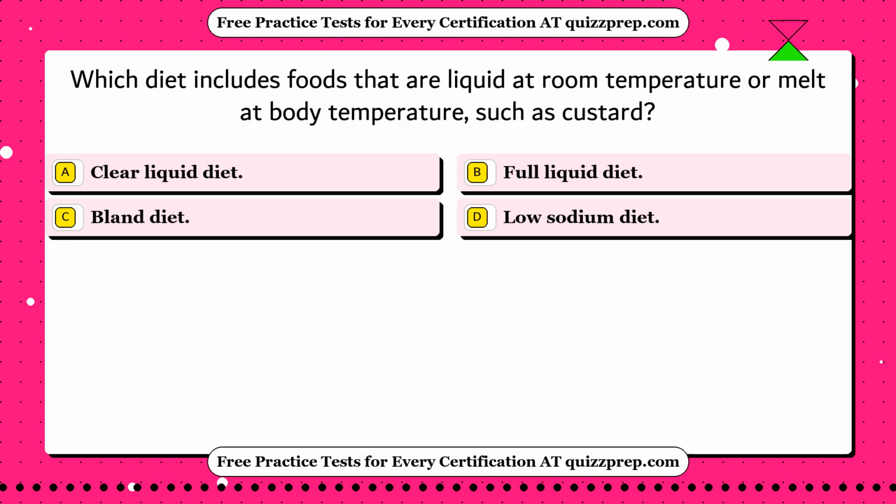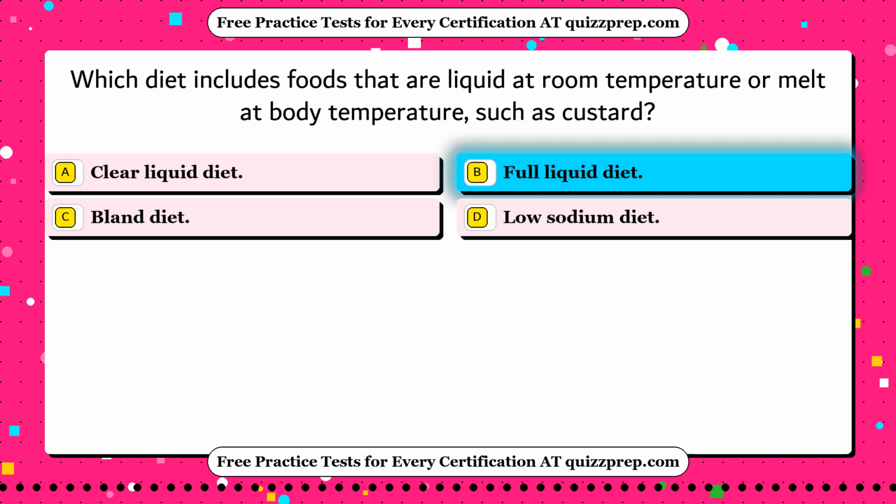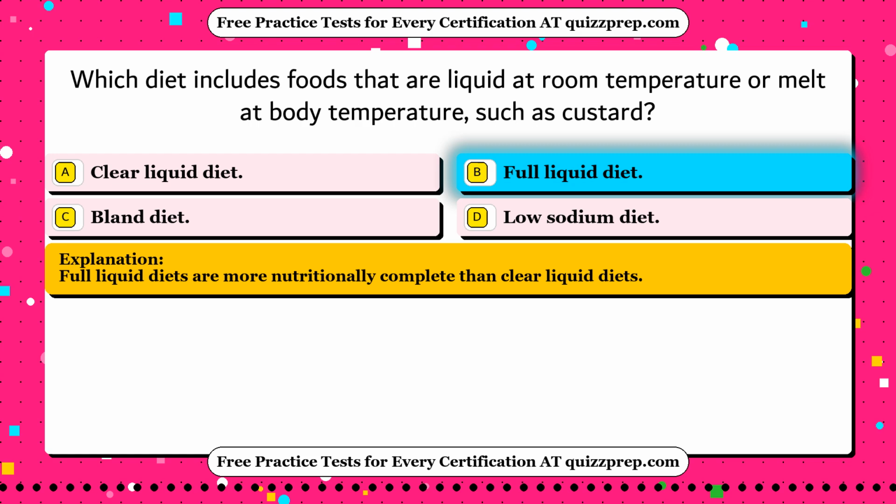Question 58. Which diet includes foods that are liquid at room temperature or melt at body temperature, such as custard? Option A, clear liquid diet. Option B, full liquid diet. Option C, bland diet. Option D, low sodium diet. The correct answer is option B, full liquid diet. Full liquid diets are more nutritionally complete than clear liquid diets.